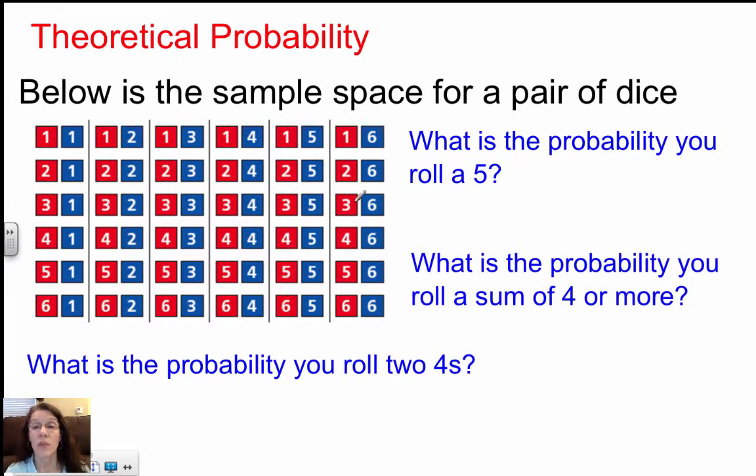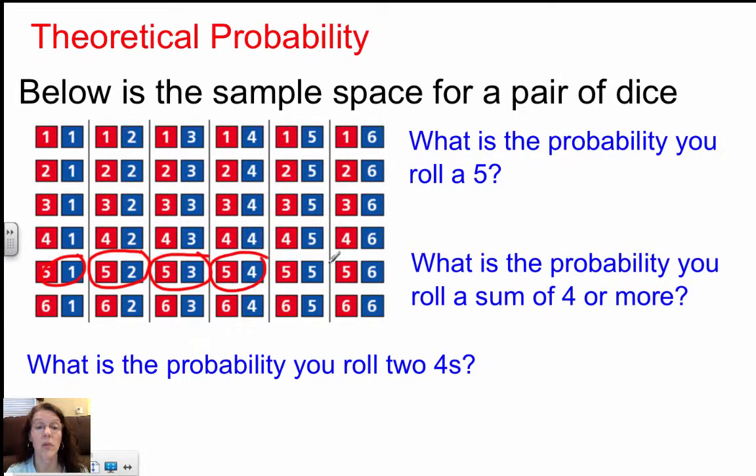Below is the sample space for a pair of dice. If we roll 2 dice, these are all of the options that we could have. What is the probability you roll a 5? We need to look for any place where we could roll a 5. There's one where we roll a 5. There's one where the 5 is rolled. Here's where a 5 is rolled.